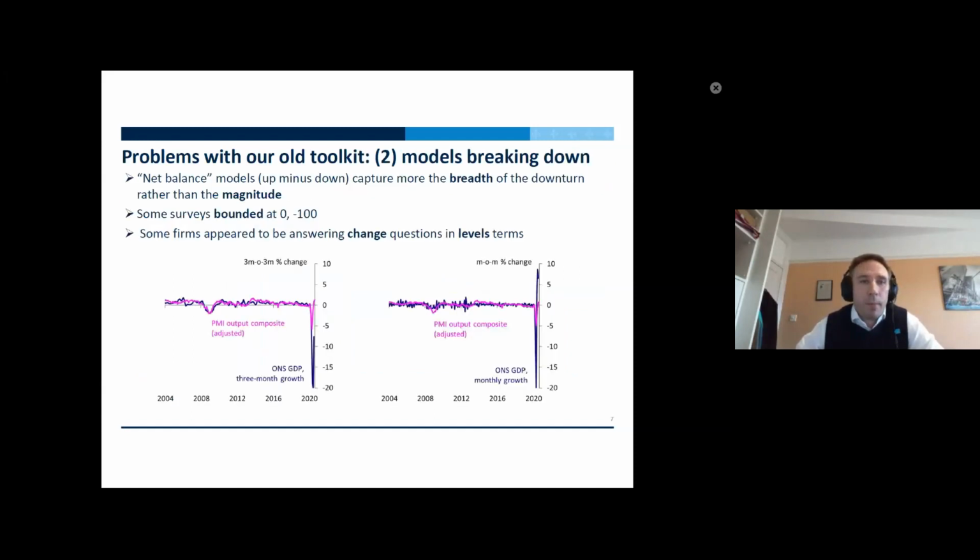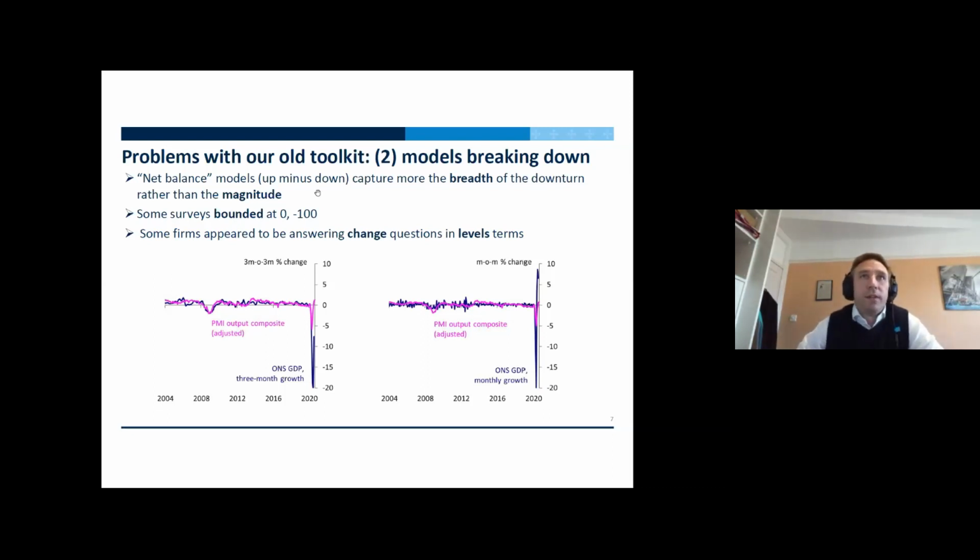The second problem relates to how standard indicators have mapped into GDP over the last few months. So even if they had been available in real time, what signal would they have provided? Well, basically the relationship between various typical indicators of activity and GDP has broken down over the last few months for a variety of reasons, and here are some of those.